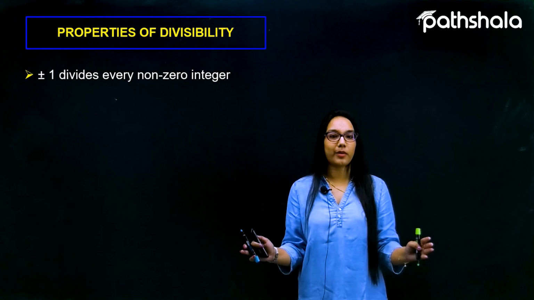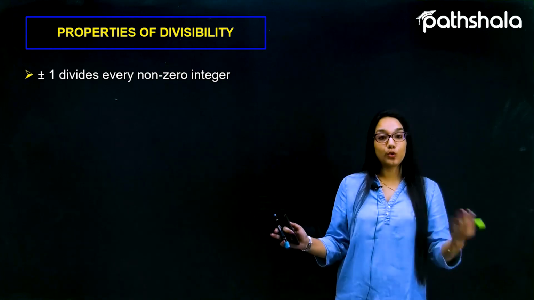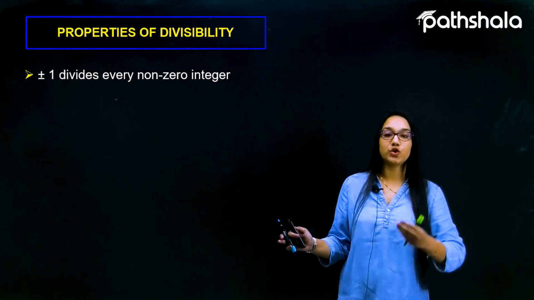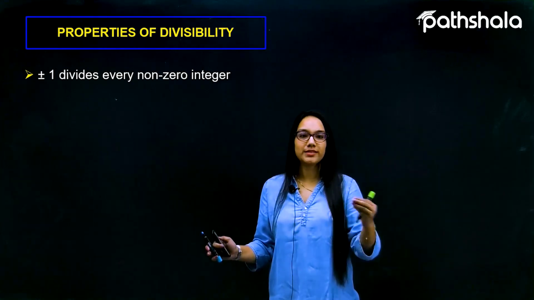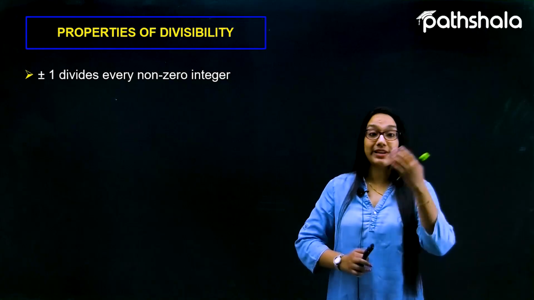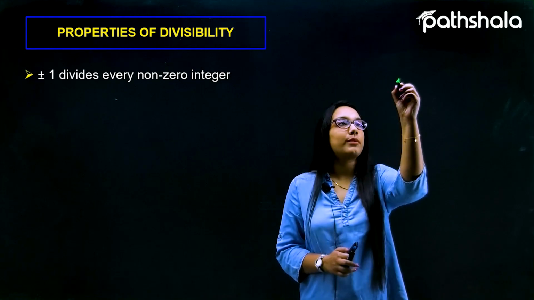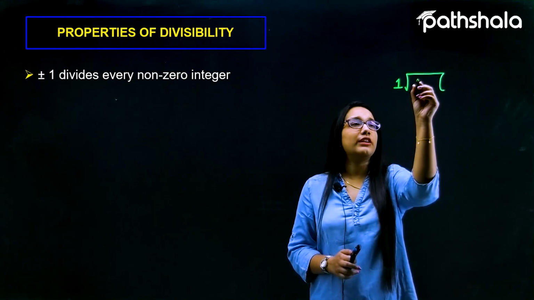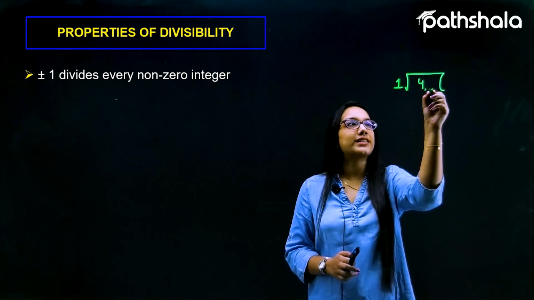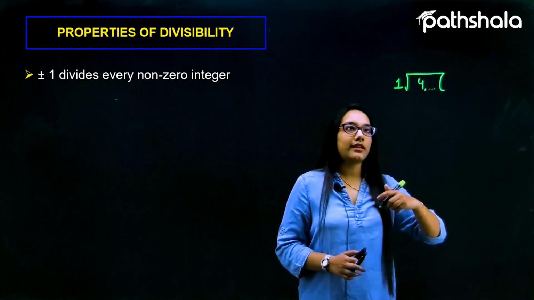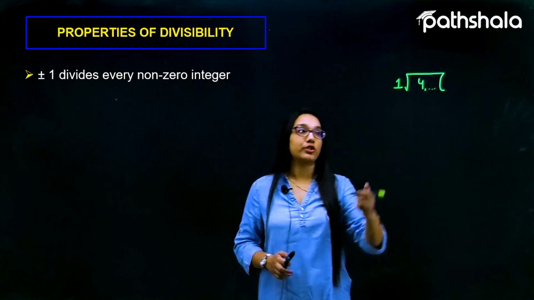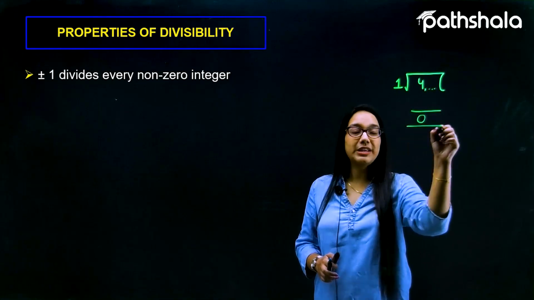Let us suppose we are talking about dividing the number 2 with the number 1. We can obviously divide 2 with 1. So 1 divides every non-zero integer. This representation can be written as: let us suppose I'm taking 1 as a divisor and taking 2, 3, 4, 5, 6 and so on as a dividend. We know that the number 1 divides any particular non-zero integer because the remainder will always be 0.